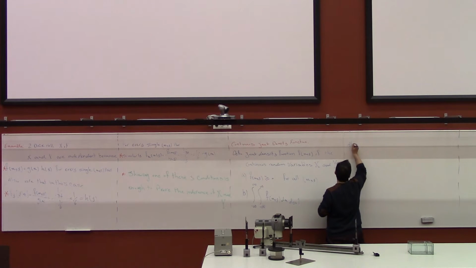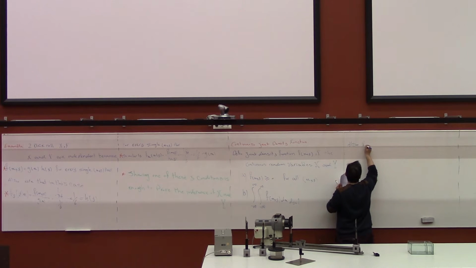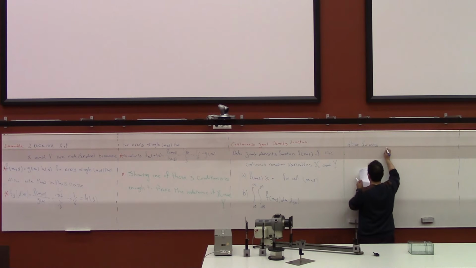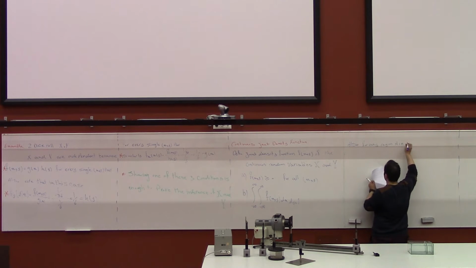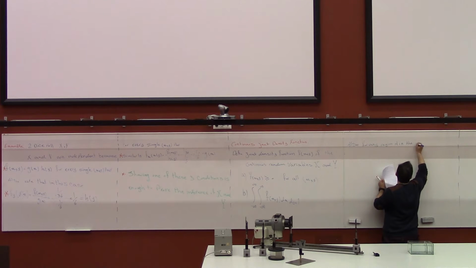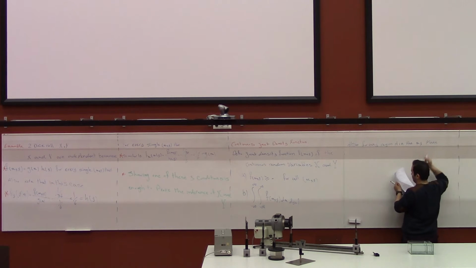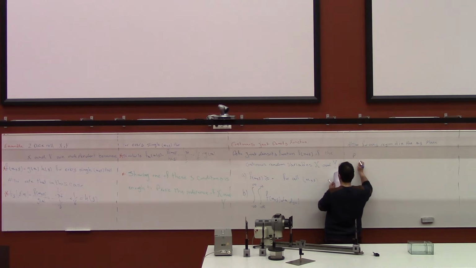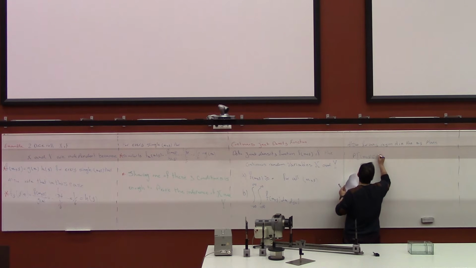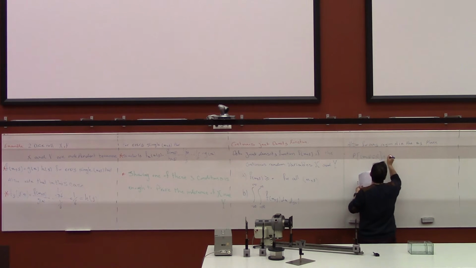Then also, for any region A in the x-y plane, we have this: the probability of (x,y) belonging to the region A is equal to the double integral over the range of A, because it's in the region of A.